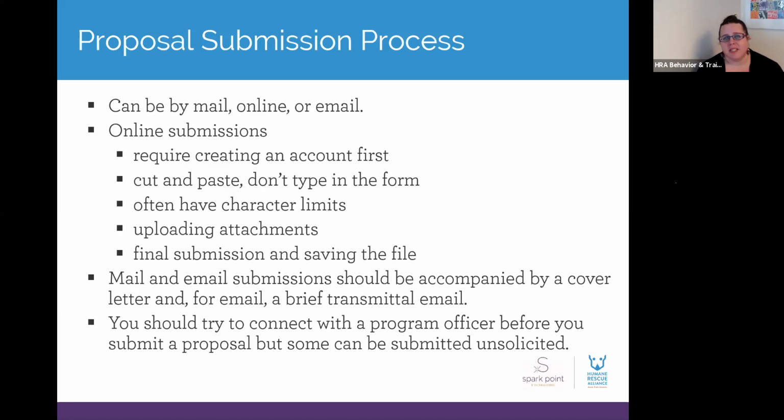And also, some foundations don't allow unsolicited proposals. So even if you were to send something, they wouldn't read it unless they had a conversation and invited you to apply. So that relationship building process is really important. It's not always possible to do in advance, but you should try, if you can, as much as possible to do that.